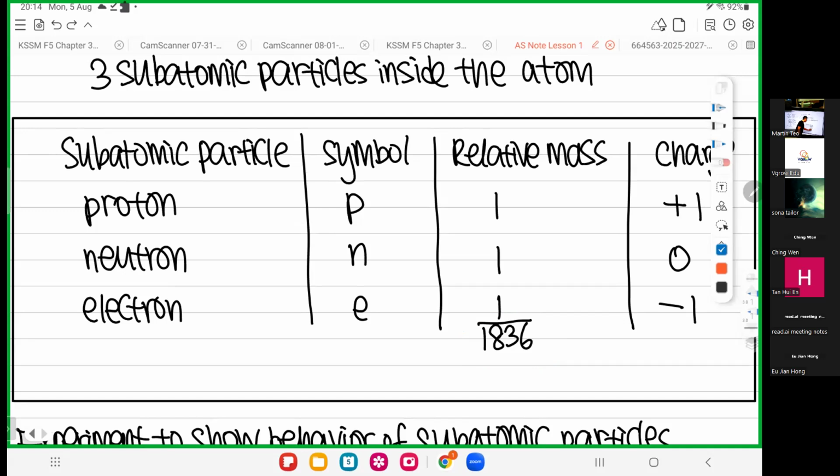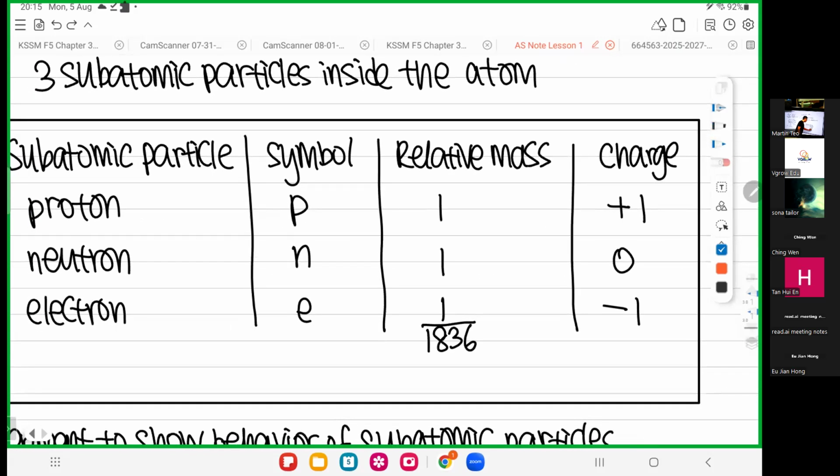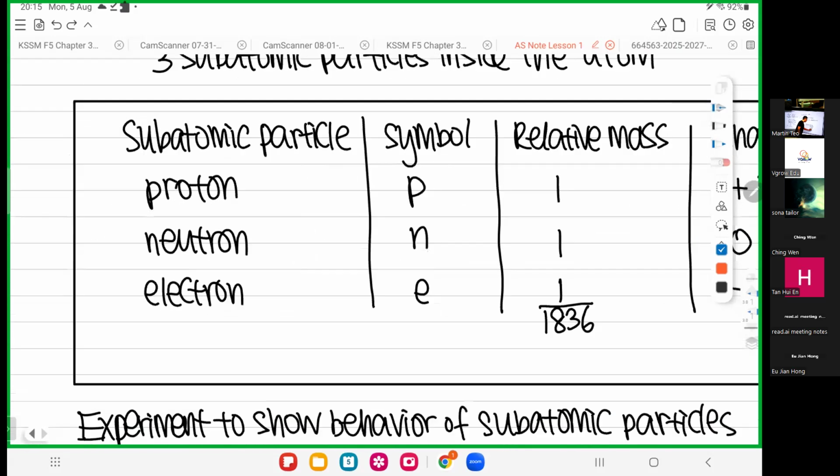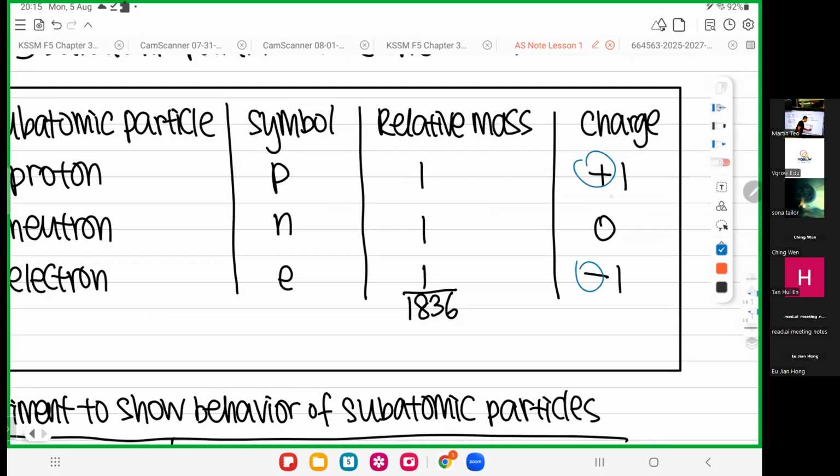Okay, next one is the charge. Every proton, the charge is positive 1. Every neutron, no charge, and every electron, the charge is negative 1. You need to write the number because a lot of students are very careless. When the question asks, what is the charge for proton? Many students only write positive. Wrong. Positive 1. So you need to put in the sign as well as the number.